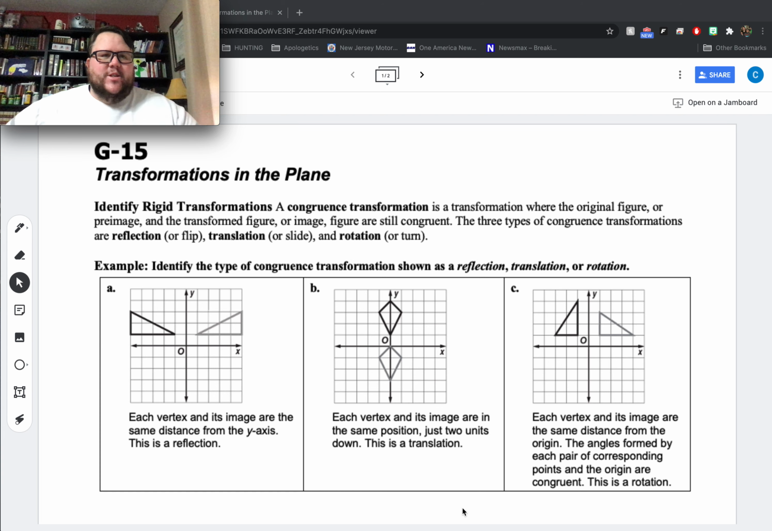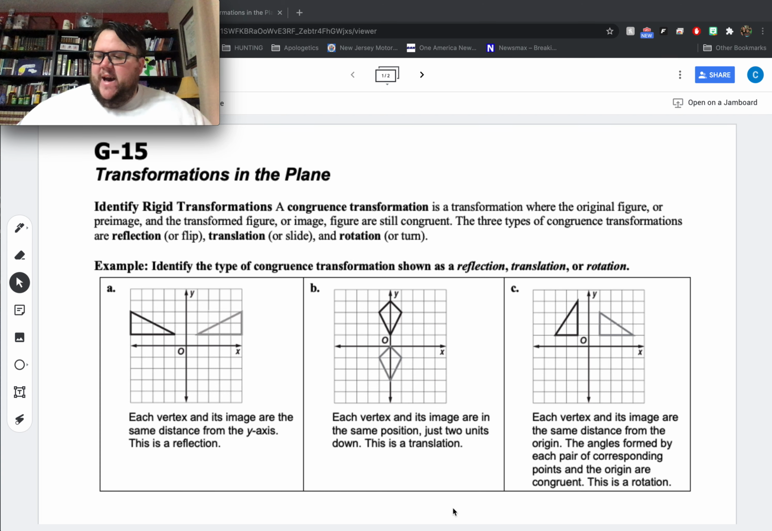Good day, geometry. Today we're talking about a topic that I don't hate as much as the rest. It's transformations in the plane. So we're going to identify rigid transformation.